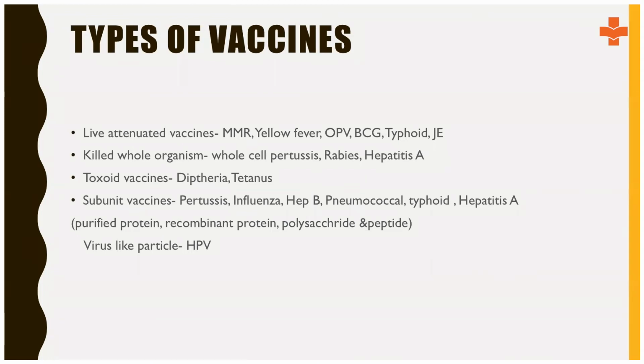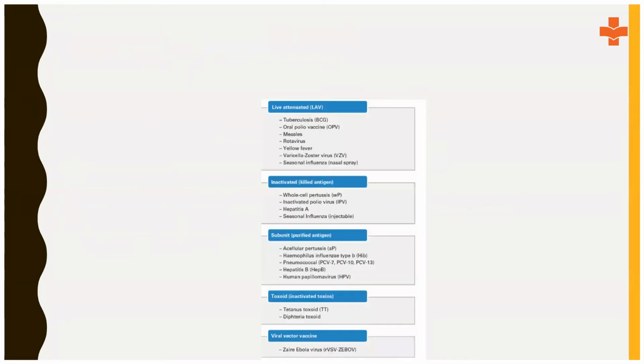Whereas the toxoid vaccines are diphtheria and tetanus, and the subunit vaccines, the most common ones, are pneumococcal, typhoid, hepatitis A, hepatitis B, influenza, pertussis. The virus-like particle is the human papilloma virus. So this is a more comprehensive list for live attenuated. We talked about TB, oral polio, measles, rotavirus, yellow fever, varicella zoster. And we used to have a nasal form of a seasonal flu vaccine, which has been eliminated from the National Immunization Program. That was also live attenuated.